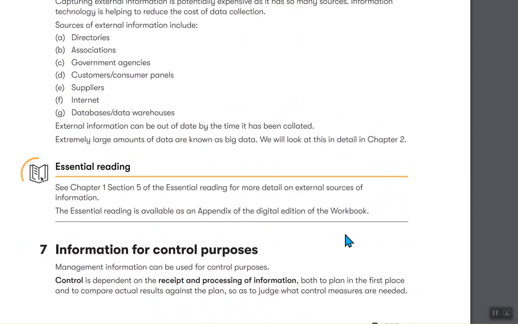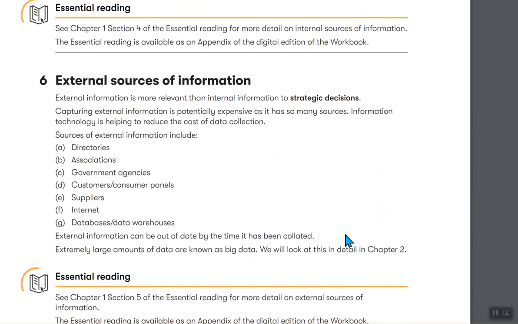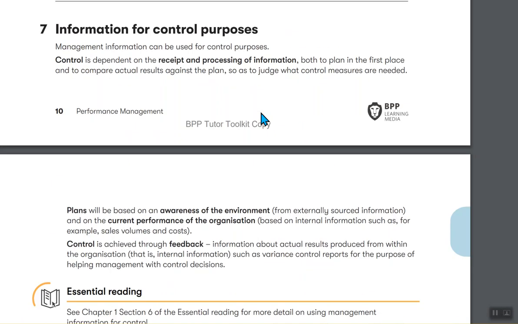And then external source of information is something that is gathered from outside. Again, it can have a primary source and secondary source. Primary source is information that is gained for a specific purpose, and secondary information is information already gathered and then used for another purpose. An example of it would be suppliers, internet. So all of these examples are given here.